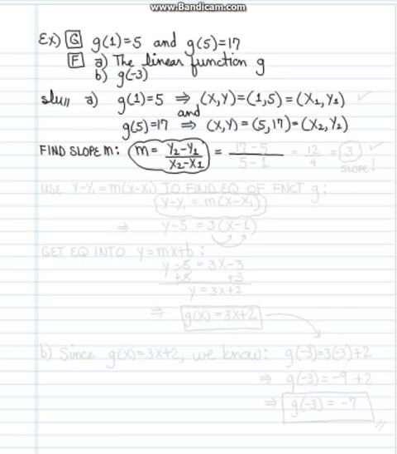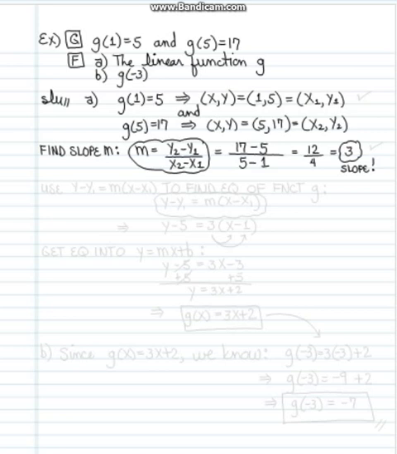y sub 2 is 17 minus, the formula says minus, y sub 1 is 5, over x sub 2 is 5, the formula says subtract x sub 1, which is 1. 17 minus 5 is 12, over 5 minus 1 is 4, 12 divided by 4 is 3. So this is our slope. The slope of the function.